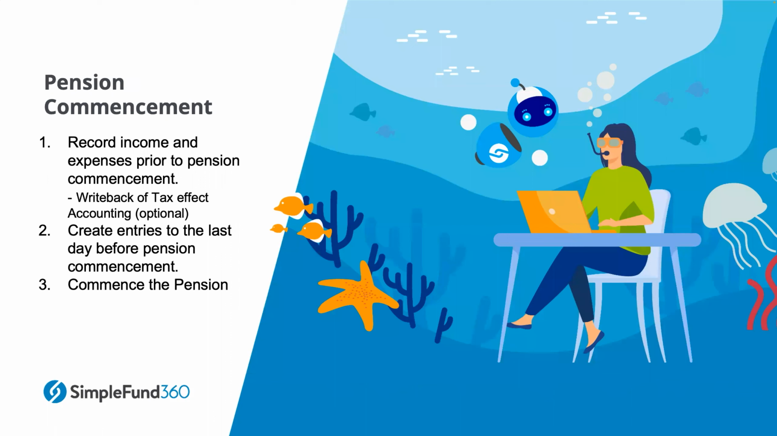So the first thing that we're going to cover is a pension commencement. Okay, so you've got a member in the super fund. How do you go about starting a pension? Listed here are steps that we recommend following when you have this event occurring. So firstly, the first step is record income and expenses, or record all the transactions prior to the pension commencement. Okay, so you want all the transactions entered in before the member goes into pension, whatever date that is.